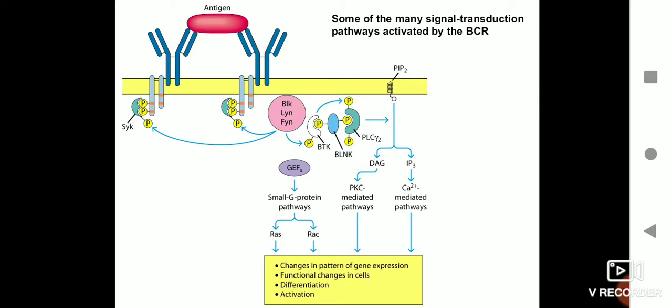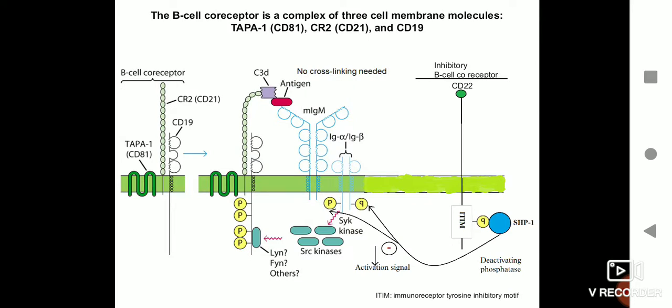We have already understood that when PLC gets activated, it will cleave PIP, which is a membrane bound protein. PIP on cleavage by PLC will lead to formation of two proteins, DAG and IP3. DAG is involved in the PKC mediated pathway and IP3 is involved in the calcium mediated pathway. And BTK will activate the GEF molecule. GEF is involved in activation of the small G protein pathway, and all these will lead to activation of other proteins and genes. So this is how the B cell receptor is involved in activation of B cells.